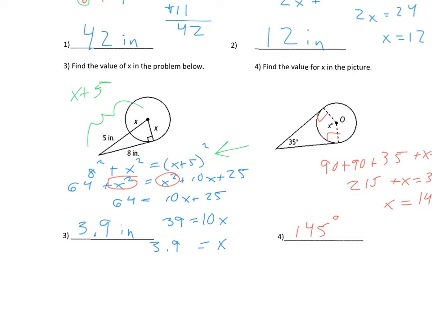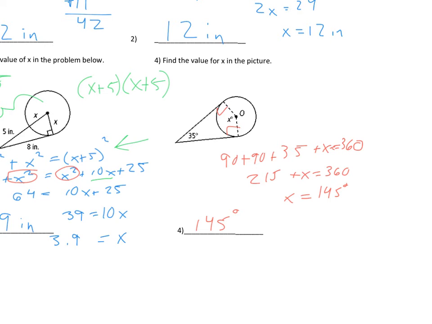What you really are supposed to do is FOIL that. So x plus 5 squared, remember when you do x plus 5 squared, there's a middle term. You got plus 5x for a total of plus 10x. The x squareds cancel. So you're just left with 64 equals 10x plus 25. Subtract 25 from both sides. Divide by 10. And the answer is 3.9 inches.